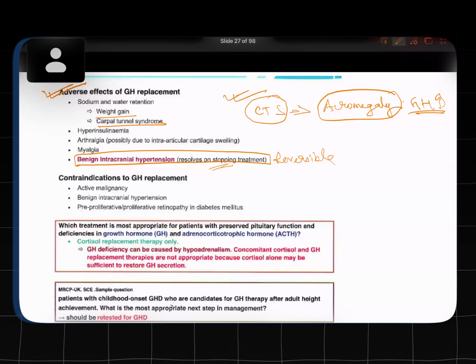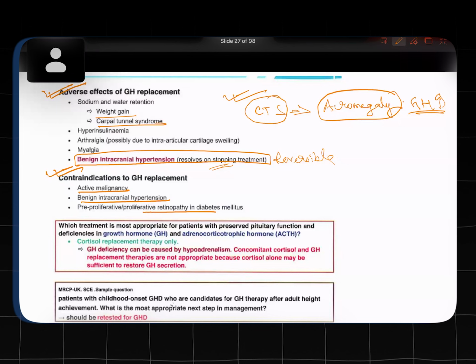Also, contraindications are active malignancy, benign intracranial hypertension, retinopathy and diabetes mellitus. Among them, these are the questions which come. Okay.